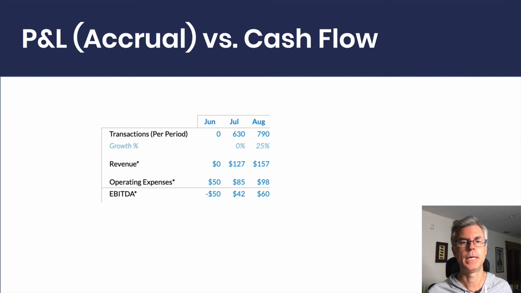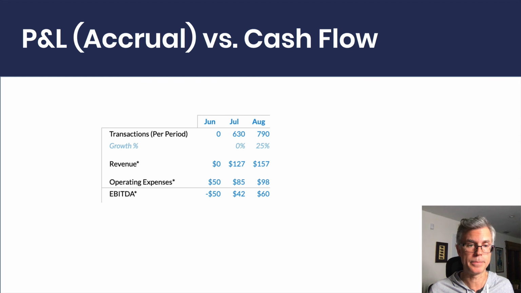Then if we look at the next 2 months, I start having transactions and my income statement is showing revenue. So now I'm making $127,000 in July, $157,000 in August, and that's covering my operating expenses. So I have money left over. So my EBITDA becomes positive in month 2 and month 3.